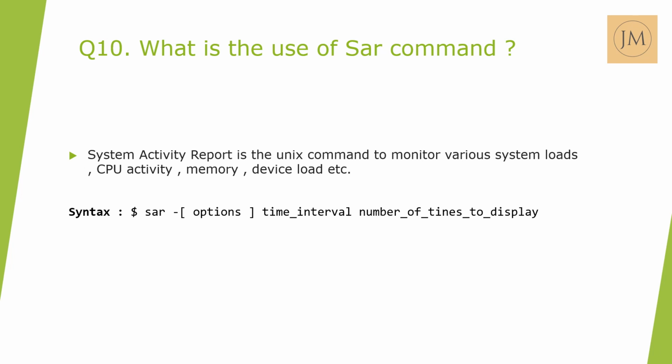And if you give the number of times to display, you can put it like SAR space, suppose 1 second interval and space 5. What it will do is print 5 records at the time interval of 1 second, right? So you'll have 5 lines for the activity report.